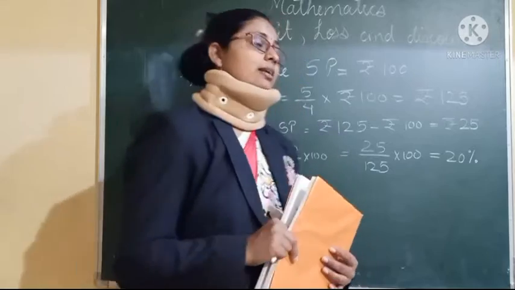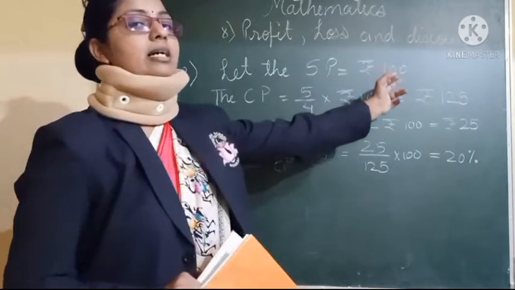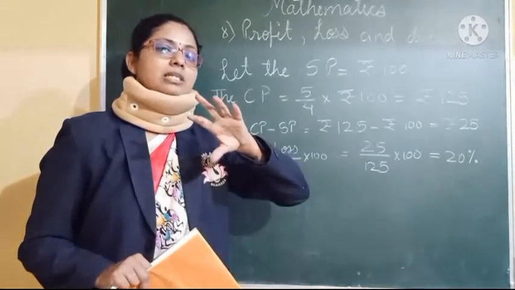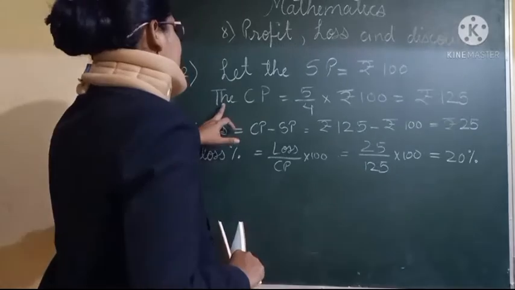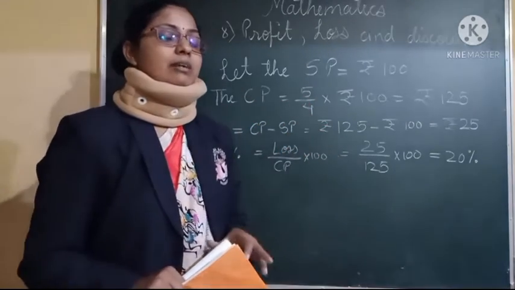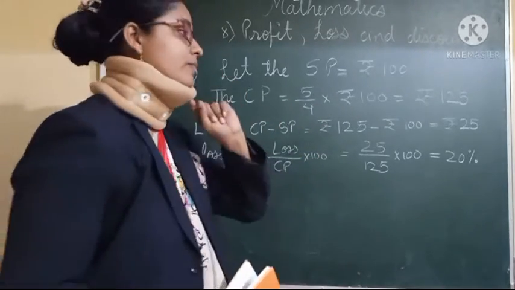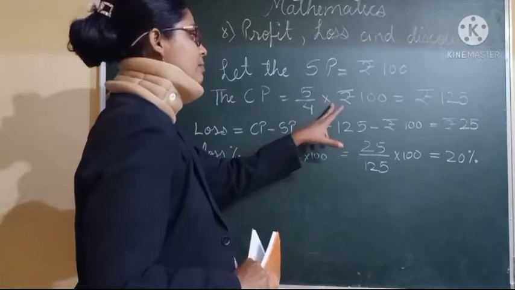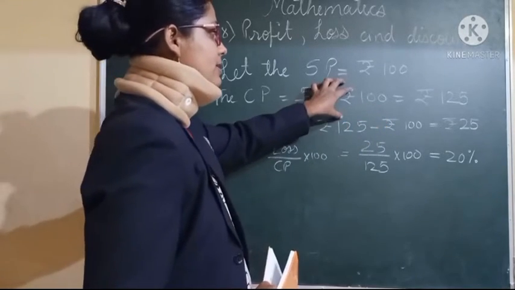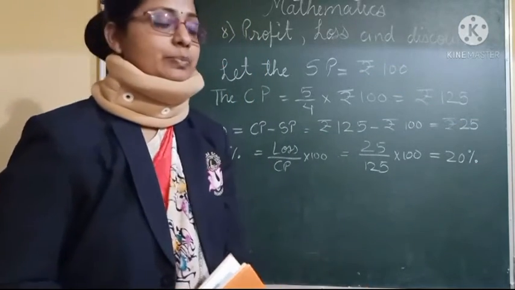So let us have a look. What is given? Selling price. Let the selling price be rupees 100. We are considering the selling price as rupees 100. Then the cost price equals 5 by 4 times the selling price, as told in the question. So 5 by 4 multiplied by rupees 100. When we solve this, we will get the answer rupees 125.